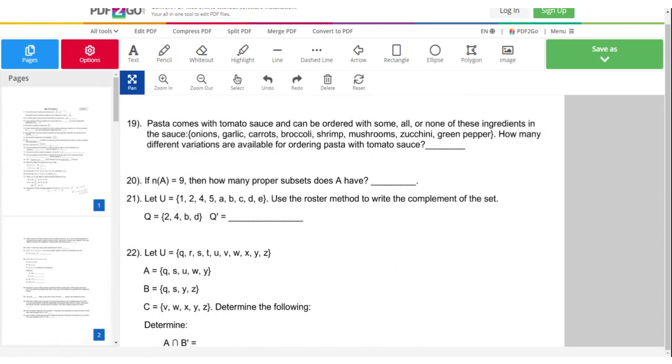All right, so number 19 is just talking about a set. Pasta comes with tomato sauce and can be ordered with some, all, or none of these ingredients in the sauce. 1, 2, 3, 4, 5, 6, 7, 8. How many different variations are available for ordering pasta with tomato sauce?